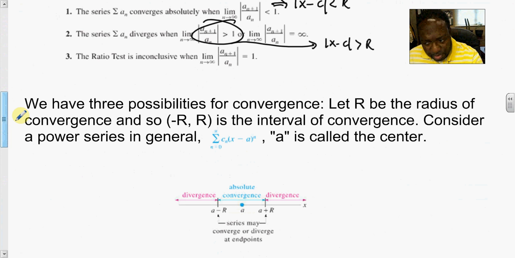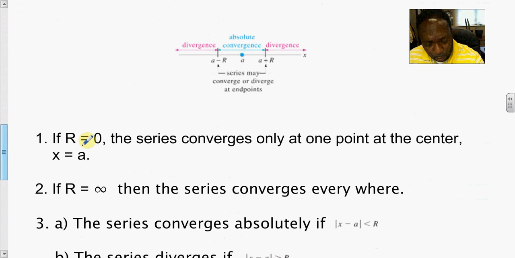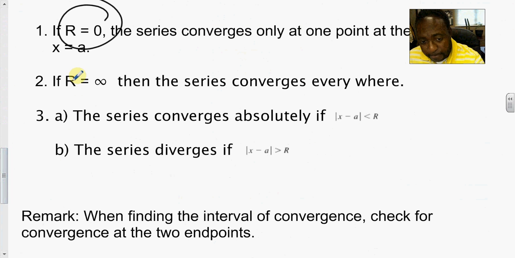And so here what I'm doing is just restating what I've restated. So there are three possibilities for the convergence. One, if there's divergence everywhere, the series converges only at the center, whether you call it x equal to a or x equal to c. The radius is r equal to 0. If the radius is infinity, that means the series converges everywhere, absolutely. And then part B, the series converges absolutely if the absolute value of x minus a is less than r. We have a divergent series if the absolute value of x minus a is greater than r.